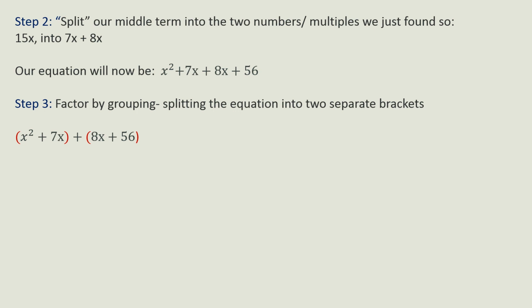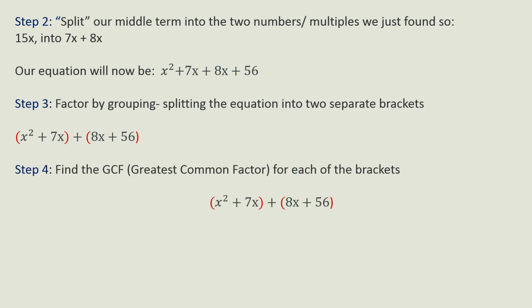What is our next step? We have to find the greatest common factor for each of the brackets. What are the greatest common factors? For the first bracket, the greatest common factor will be x, as they only have an x variable in common. And for the second one, since 8 is a factor of 56, it'll be 8. Now what? Now we have to use the greatest common factors to factorize the brackets. After this, our equation will look like this.